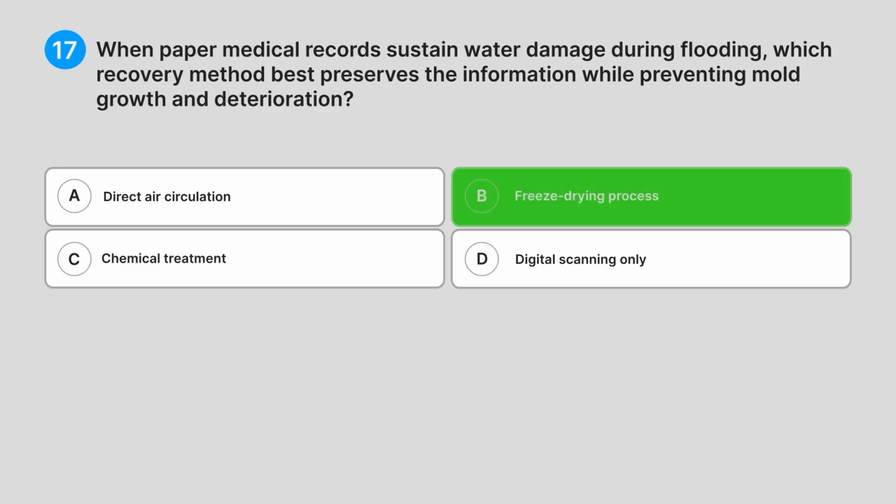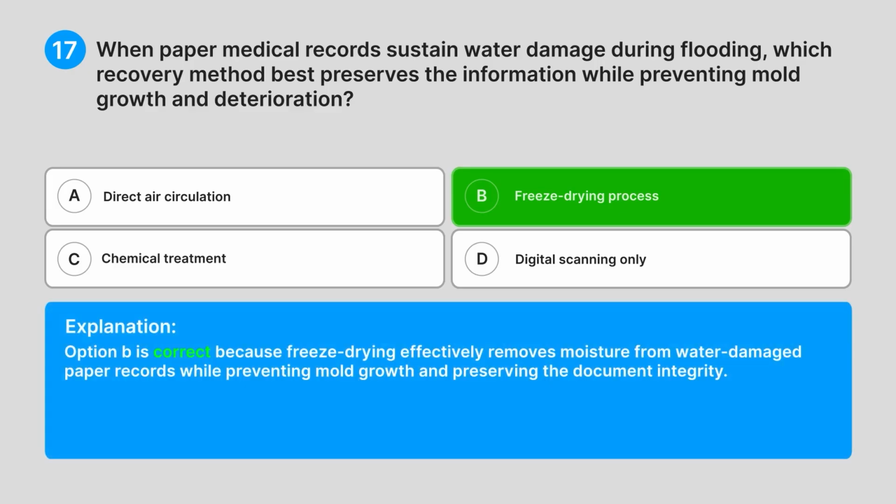Correct answer, B. Freeze-drying process. Explanation. Option B is correct because freeze-drying effectively removes moisture from water-damaged paper records while preventing mold growth and preserving the document integrity for recovery.